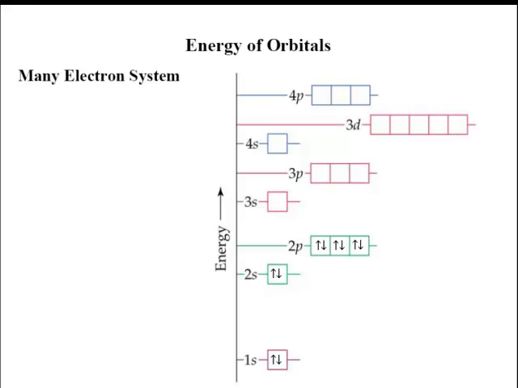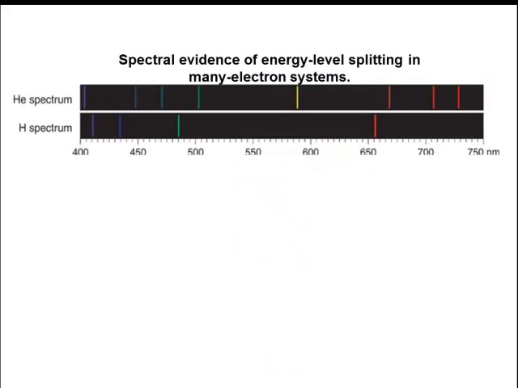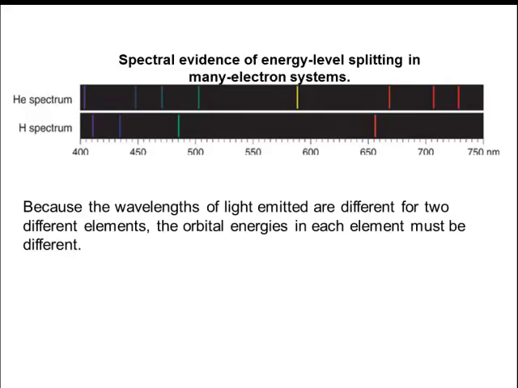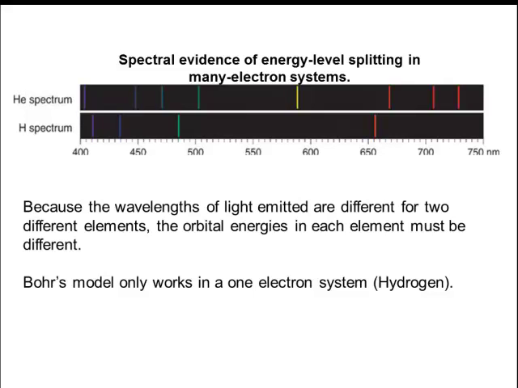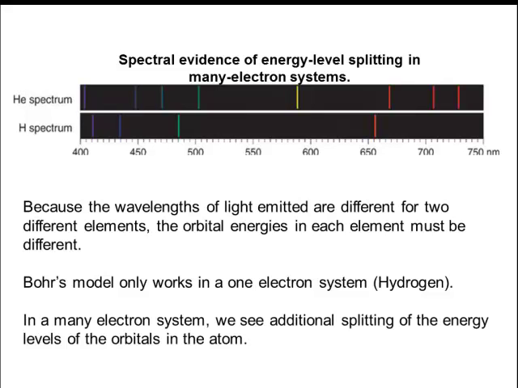Now one piece of proof we have of this splitting of the energy levels of these orbitals when we have a many electron system is line spectra. If everything had the same energy levels in it, the line spectra would be all the same. We wouldn't have a difference in these energy levels. But because we get splitting of those energy levels, and there's going to be slightly different splitting, we get different line spectra for these atoms. So if we look at 2 different elements, if we get wavelengths of light emitted that are different, they must have different orbital energies. So Bohr's model of the atom is only going to work in a 1 electron system. It's only going to work for hydrogen. When we get to this many electron system, we're going to get that splitting of energy levels.